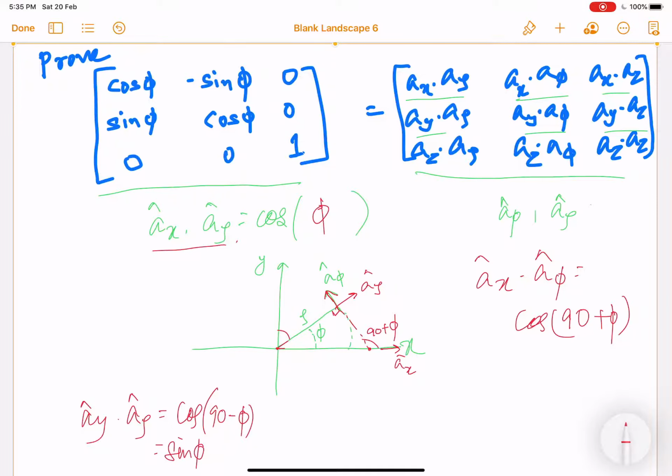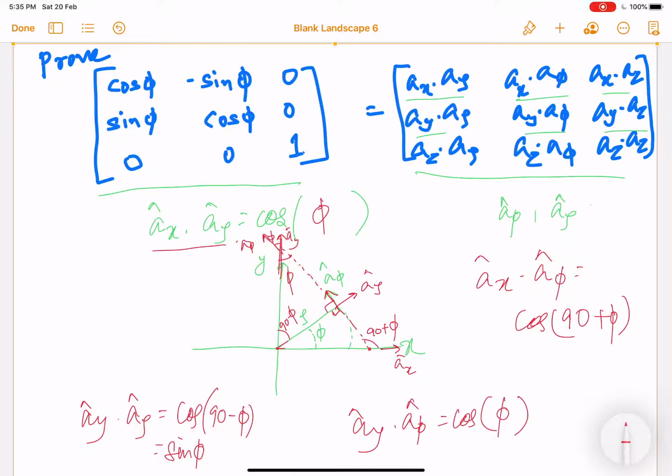And what is the angle between a phi cap and a y cap? If I extrapolate it outwards, this is my a phi cap and this is my a y cap. What is the angle between them? As you can see, this is 90 degrees, this is 90 minus phi, so this is obviously phi, and hence this is also phi. So for a y cap dot a phi cap, I'll get cos of phi.